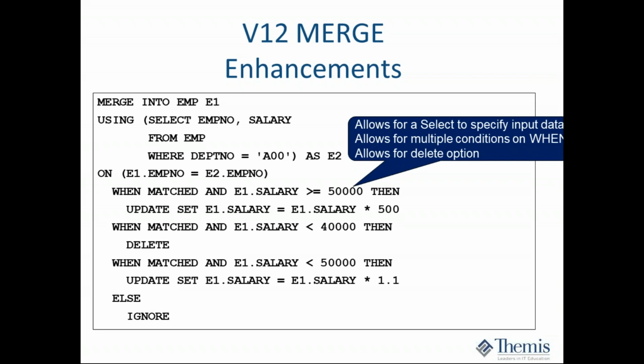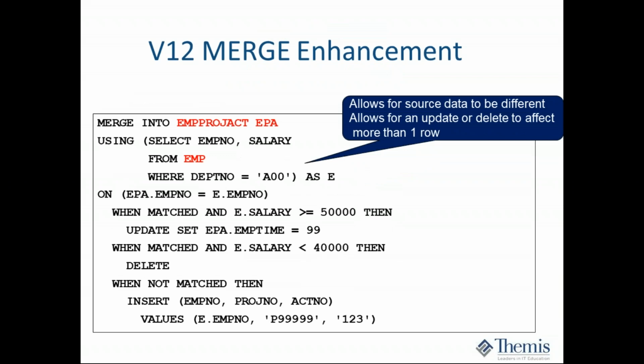Here's an example. It allows for a select to specify input. It allows for multiple conditions on a WHEN. It allows for a delete option, or I could just ignore based on a certain condition. So we have a lot more things we can do in version 12 on this merge statement. On the next screen, it also allows the source data to be different than what I'm going to be updating. I can query from one table and use some of those key values to read another table, and then go do my updates, my inserts, or my deletes, or my ignores, whatever I want to do.